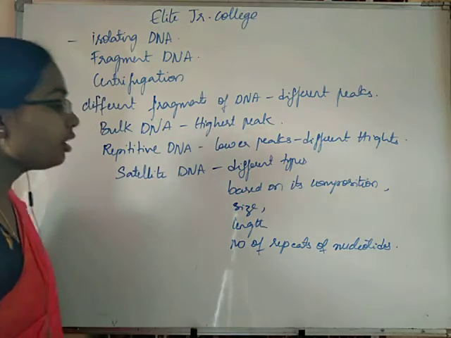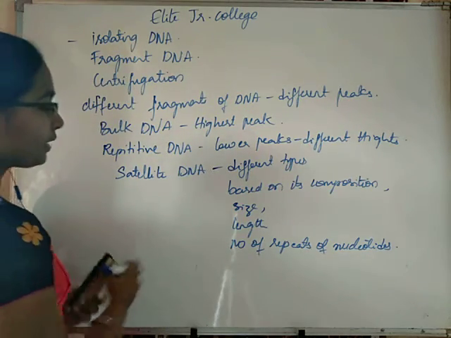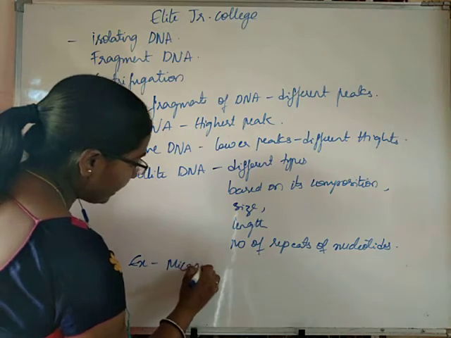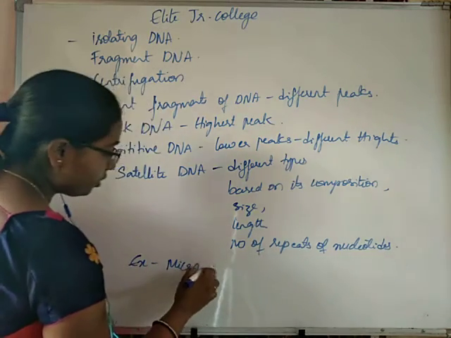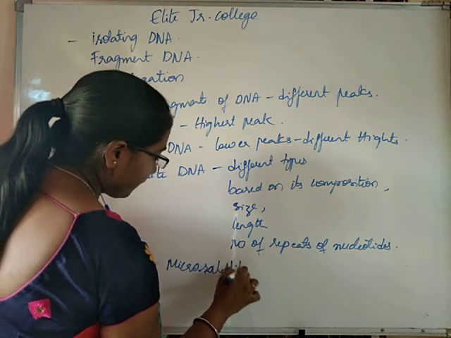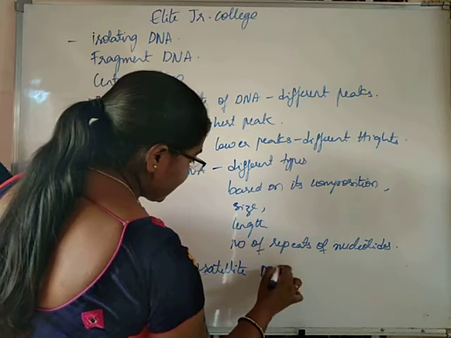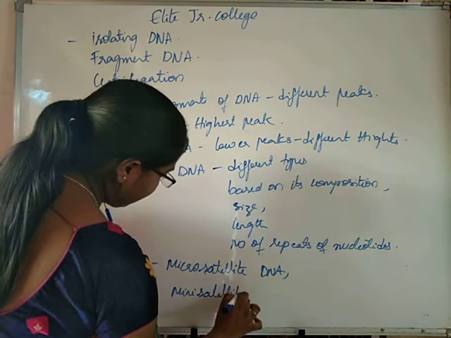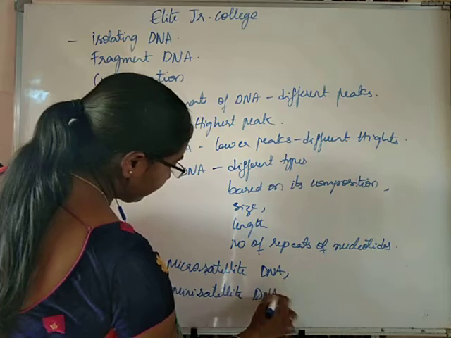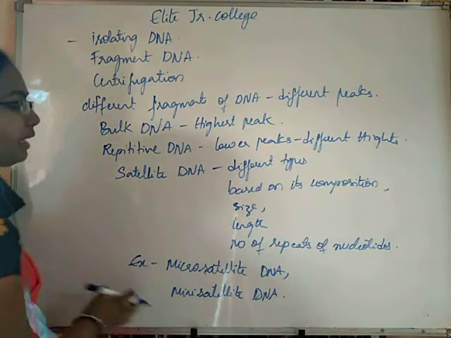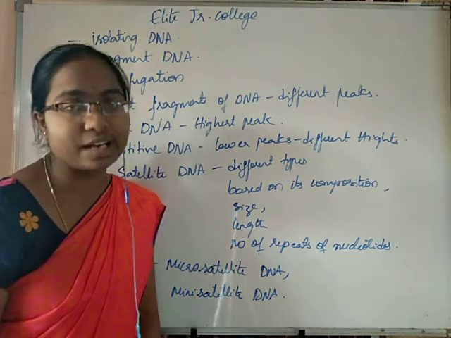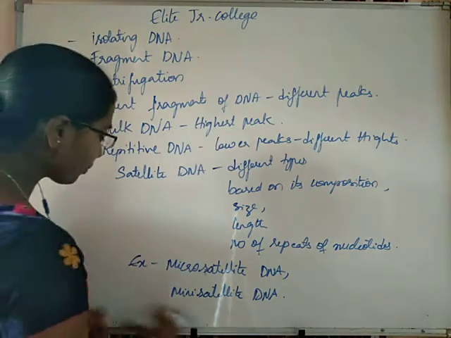See students, examples of types of satellite DNA are microsatellite DNA and minisatellite DNA. So, this is satellite DNA. Now we have to learn the importance of satellite DNA.